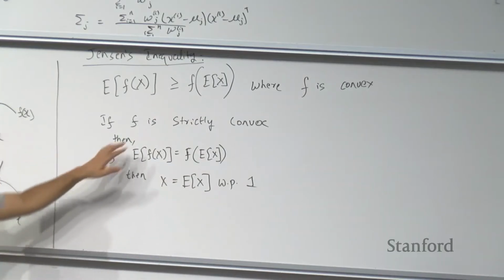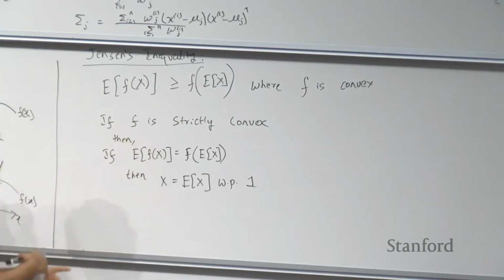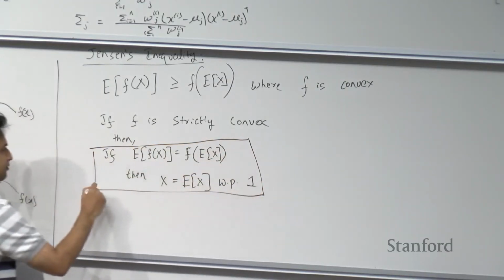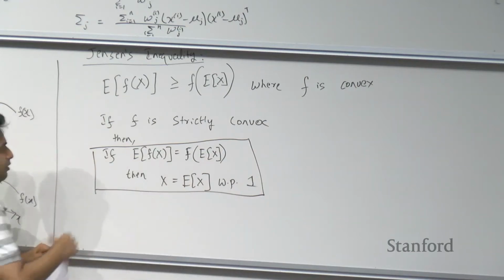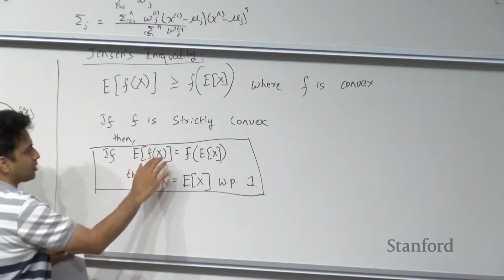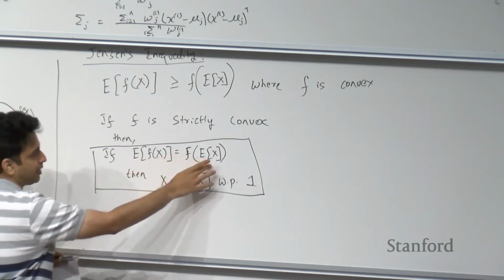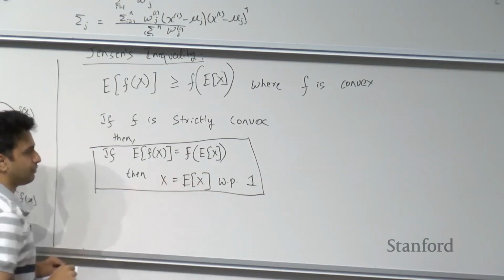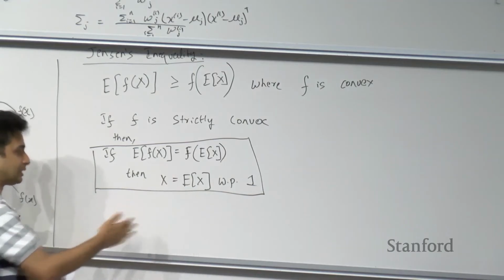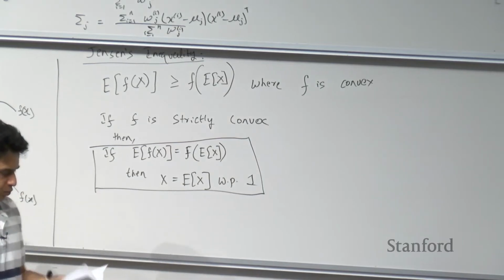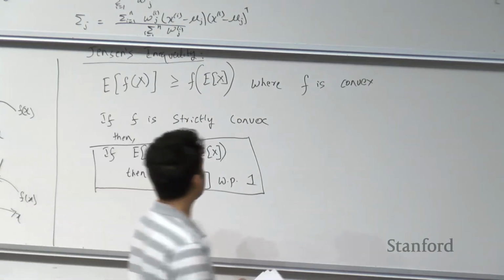And moreover, if f is strictly convex, then this statement holds true, and this statement holds true only if f is strictly convex. Now, if expectation of f of x equals f of expectation of x, then it must be the case that x equals expectation of x with probability 1, which means essentially x is a constant. Right? Now, what does this mean? To understand this more intuitively, this picture can help.